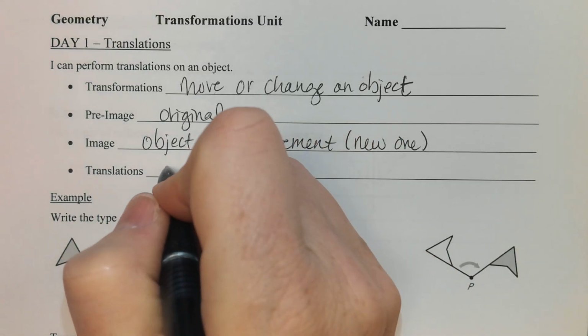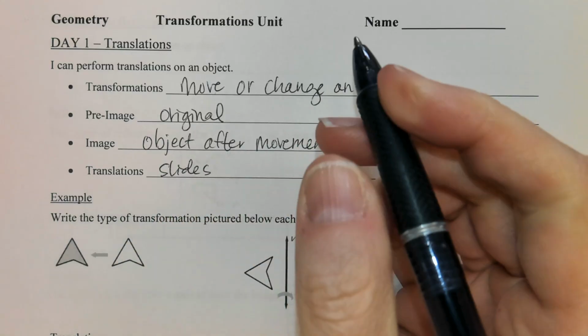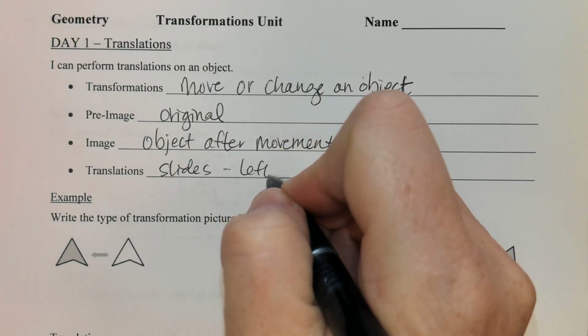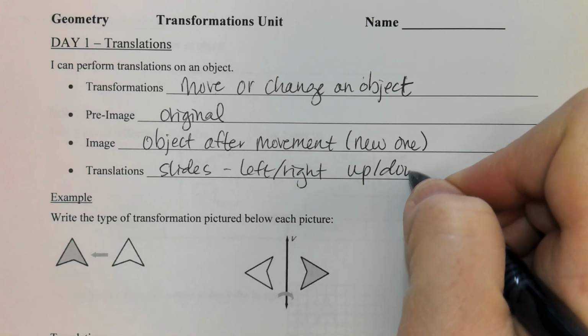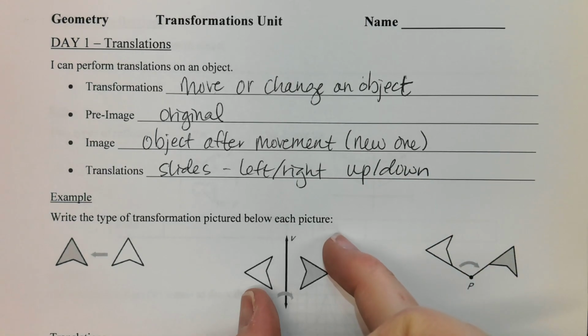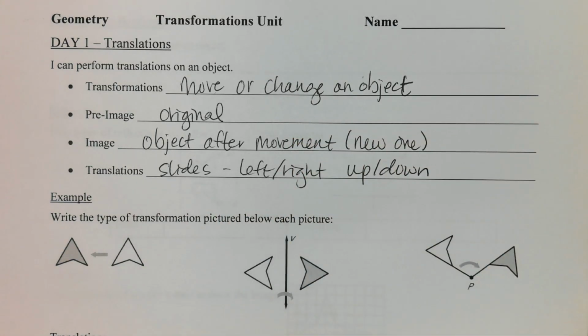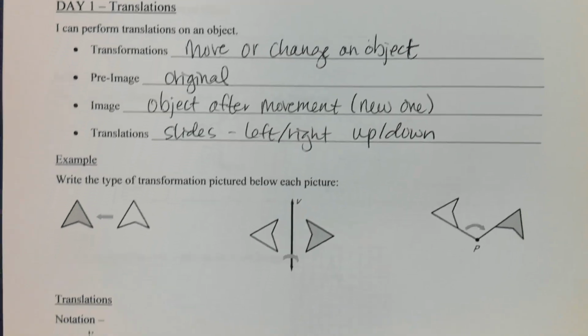Translations, that's what we're doing today. Sometimes these are called slides. You move them left, right, or maybe up or down. But just imagine you are grabbing a shape and then you are just sliding it somewhere new. So that is a translation.